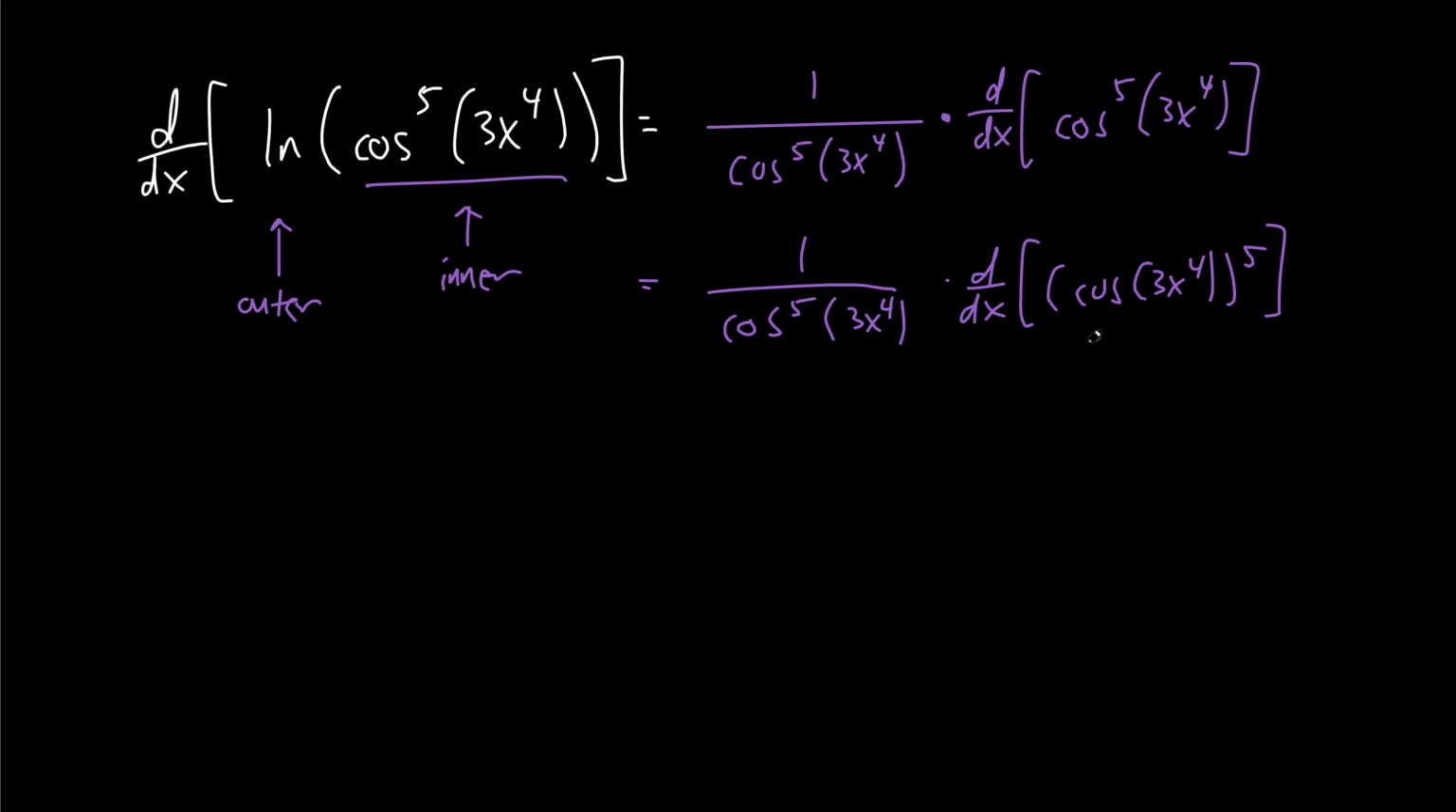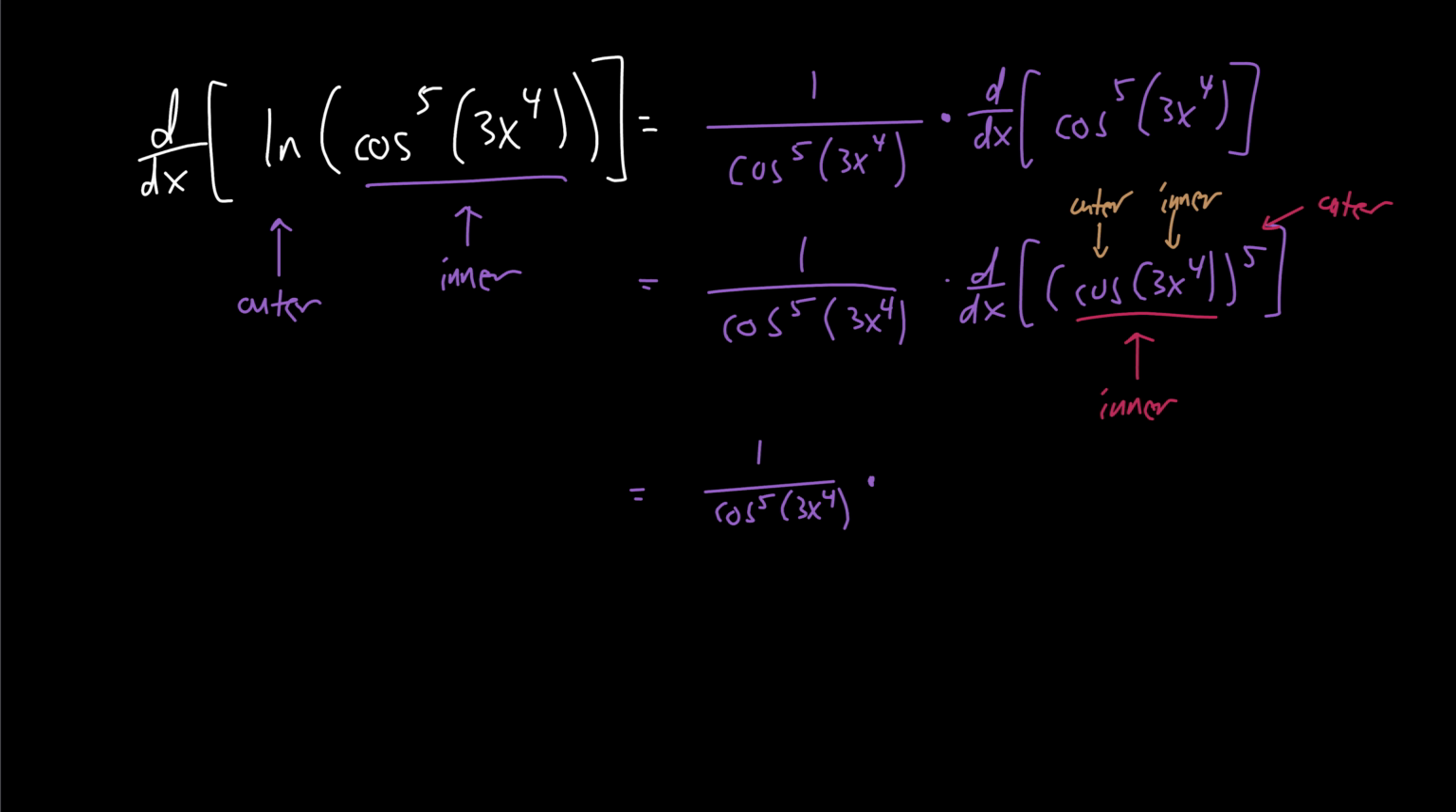So at this step, what we see is that outer function is something to the power of 5. The inner function is the cosine of 3x to the 4. Not only that, the cosine 3x to the 4 has its own outer and inner functions as well. So that means we've got two more chain rules to do to get the total derivative. So let's go ahead and do this. I'm going to rewrite our first term from the ln, 1 over cosine to the power of 5 of 3x to the 4. Then I'm going to multiply by our derivative.